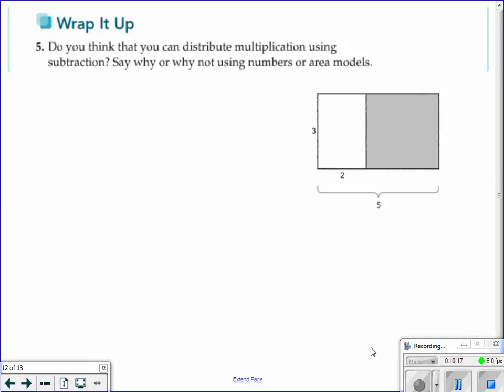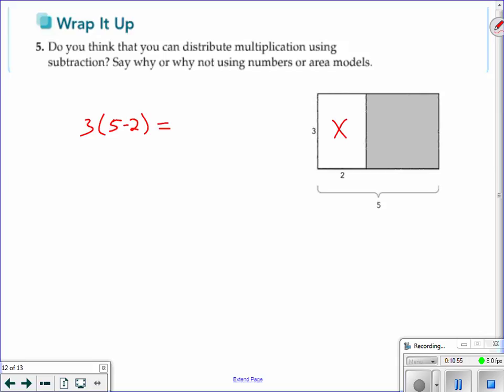On this problem it says, do you think that you can distribute multiplication using subtraction? Say why or why not using numbers or area models. We have this rectangle here, and we want to find the area of just the shaded part, and subtract out this white rectangle. So I'm going to have the 3 times, and the whole largest rectangle is 5, but I want to subtract out that 2.